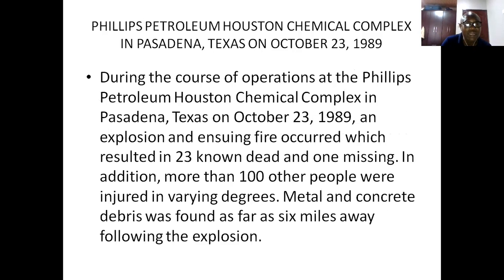Let's take another example. The Phillips Petroleum Austin Chemical Complex. During the course of operation at the Phillips Petroleum Austin Chemical Complex in Texas on October 23, 1989, an explosion engulfed the plant, resulting in 23 people dead. In addition, more than 100 people were injured in various degrees. What happened?